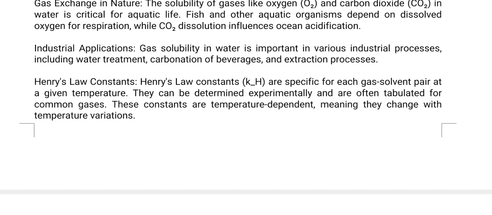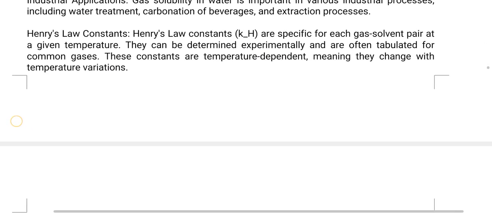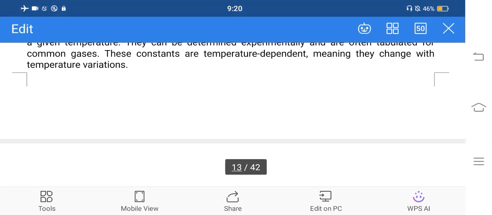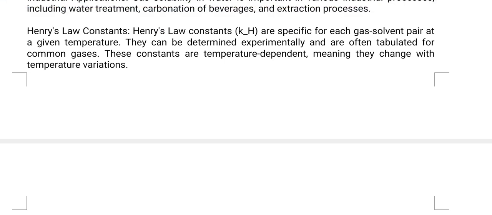And Henry's law constants are specific for each gas-solvent pair at a given temperature. They can be determined experimentally and are often tabulated for common gases. These constants are temperature dependent, meaning they change with temperature variations.